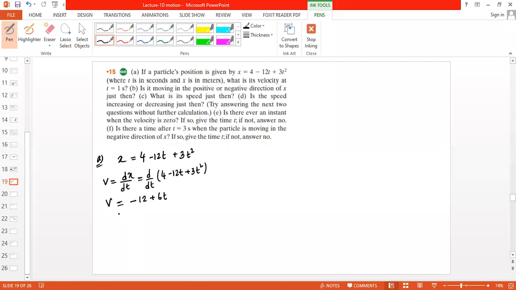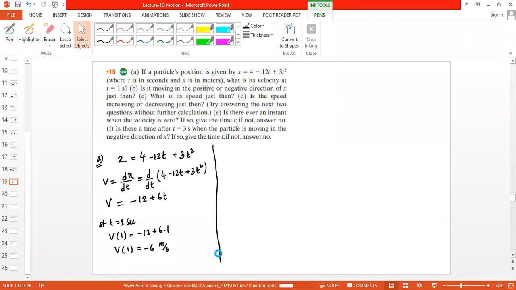That's so easy, right? So now at t equal to 1 second, my velocity v of 1 is equal to, we just have to replace t by 1: minus 12 plus 6 into 1. So v of 1 is equal to minus 6 meters per second. Okay, this is part A.